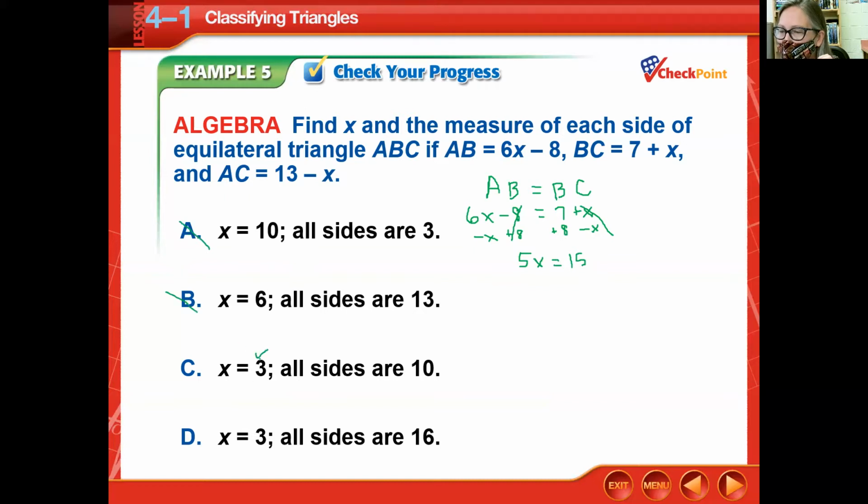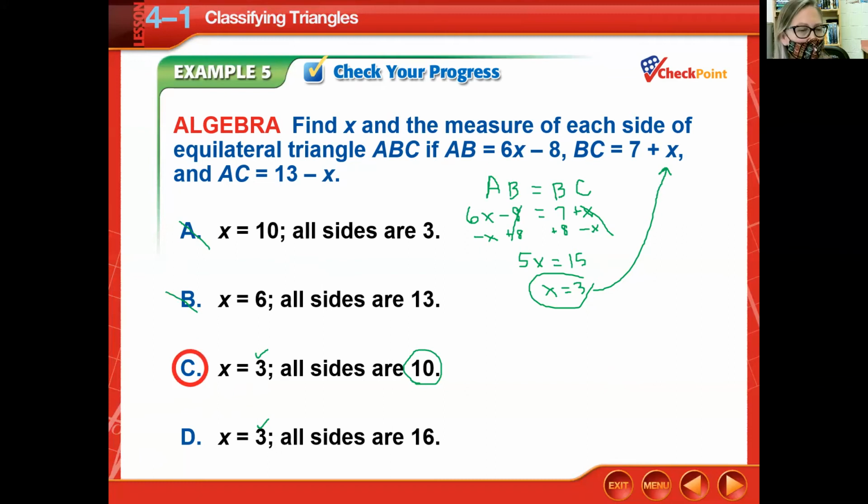So it's not this answer and it's not this answer. It could be either one of these. And now to find out the length of the side, I'm going to take that 3 that I got. A fast one to get would be, okay, I can see that if I put it in here, 3 plus 7, the answer is going to be 10. So I think it's this one. I could put it in one more. 13 minus 3 is 10. Yep, that's also an easy one. So I see that the answer is C.